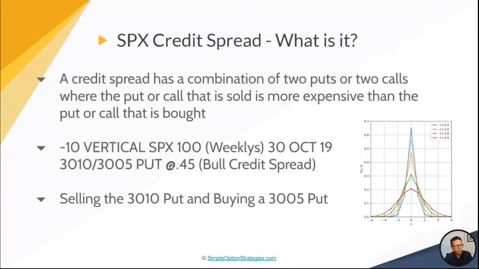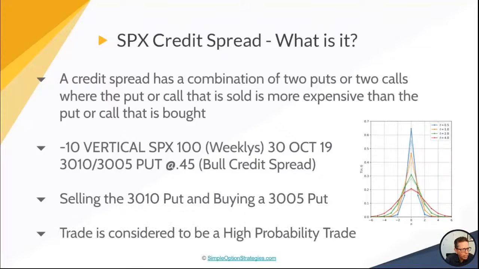You'll receive a 45-cent credit per contract. So it would be 45 cents times 100, that's $45, times 10, that's $450. You would receive $450 into your account immediately when you put on this trade. That's a credit spread, so you're receiving a credit. The trade is considered to be a high probability trade.